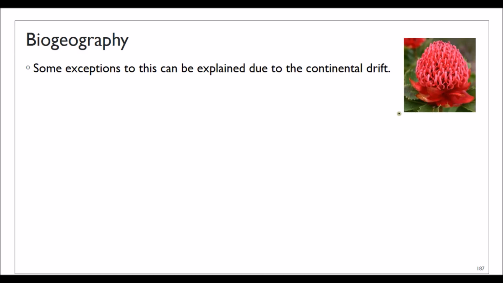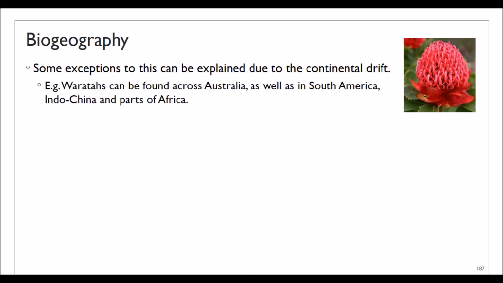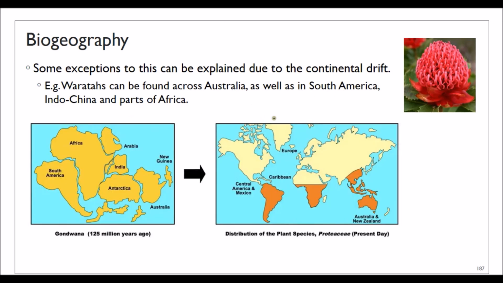If you look at this native Australian plant, the Waratahs, you can find it in Australia, but you can also find it in South America or Indochina or parts of Africa. And the reason for that is because of continental drift. So these continents used to be very close to each other, and that's how the plant could spread. And then once the continents broke apart, you could find the plants in multiple parts of the world.